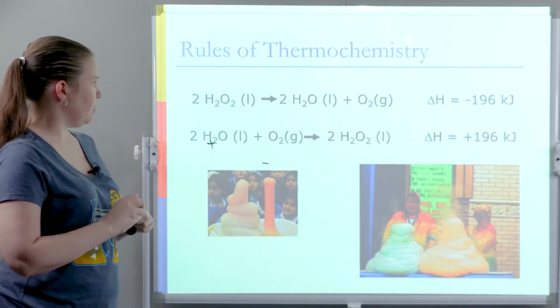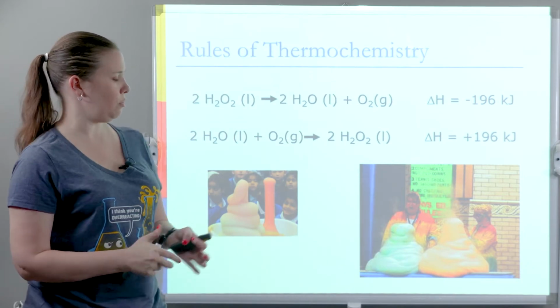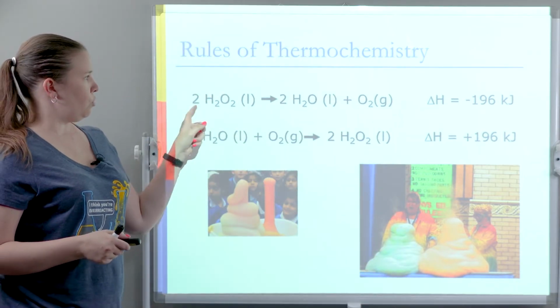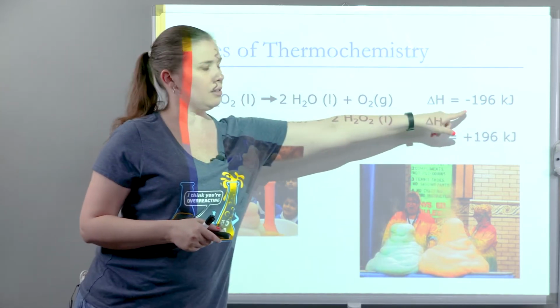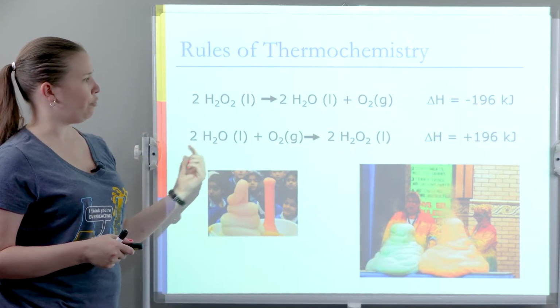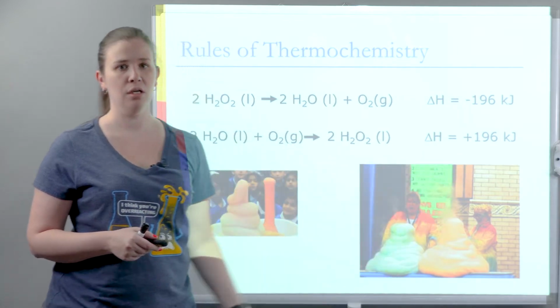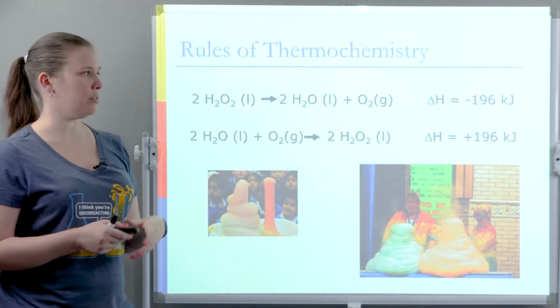So we can think of this with something called elephant's toothpaste. It's a really good example. You may recognize this from the experiments in middle school. When you decompose hydrogen peroxide, you're going to release a lot of energy, and the delta H is negative. But in order to form hydrogen peroxide, you would have to input energy. Notice it's the same amount of energy, but one's negative and one's positive.